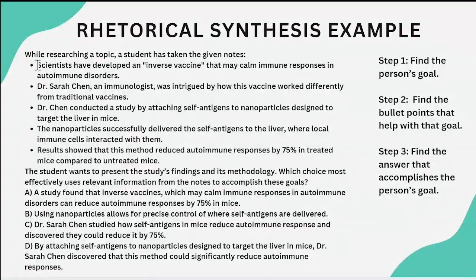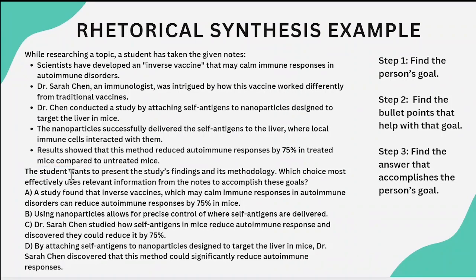So here's an actual rhetorical synthesis question. Notice how I said there's bullet points, and this is how you can easily identify these questions every time. And there's some of the longest questions on the test, but once we use our formula, it's pretty easy. So first, step one, we're going to find the person's goal. When we're doing this, it's actually not in the bullet points, as these are facts. We skip the bullet points and start here.